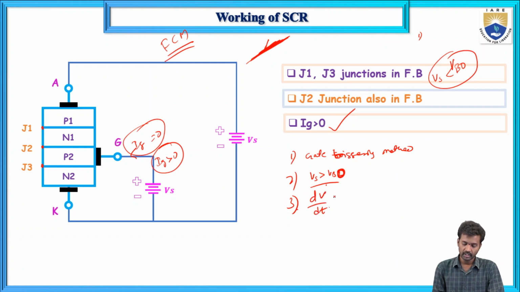The third method, the most important one, is the dv by dt triggering method. When you give the supply, positive and negative, these two junctions are in forward bias. There may be an internal capacitance between anode and gate, and another capacitance between gate and cathode. Sometimes voltage suddenly increases or current suddenly increases, and if the network has a capacitor and inductor, transients occur.